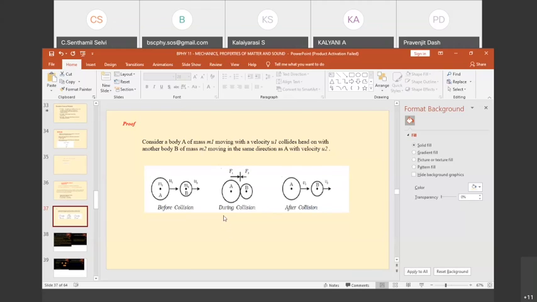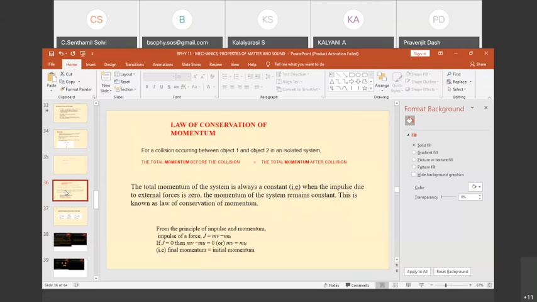I have started block 1. We have seen the basic things only. Next class we will see the continuation of the law of conservation of momentum.